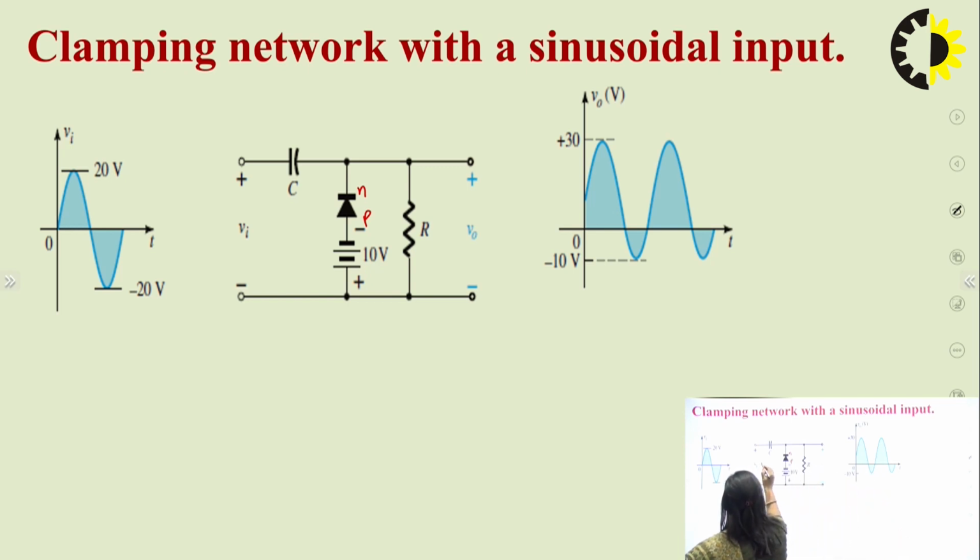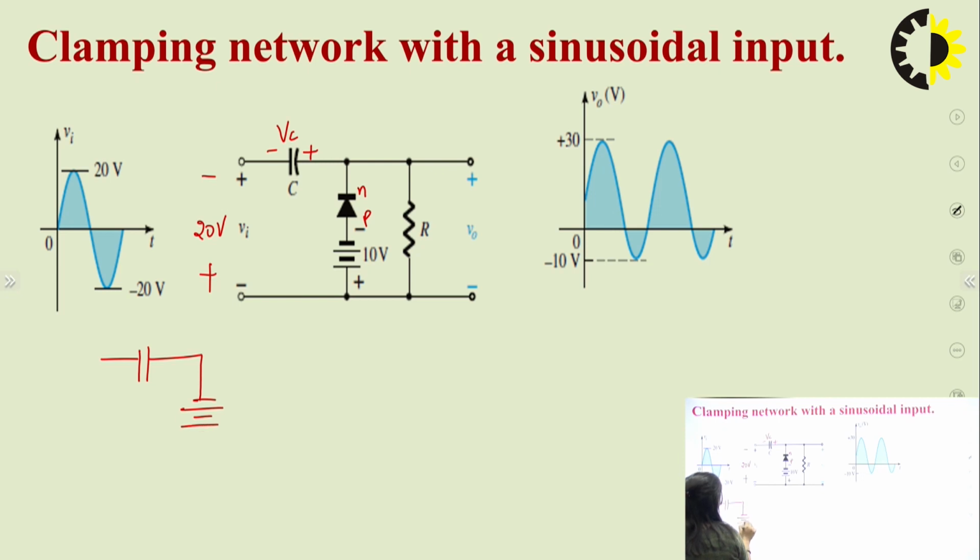So in the negative half cycle, this would be 20 volt minus and this would be plus. So the capacitor, this plate will become minus, this plate will become positive, and it will be VC. And the diode will be short circuit. So the equivalent circuit will be in this way. So it will be minus plus 20 volt, VC minus plus, okay, so minus plus, this is 10 volt.